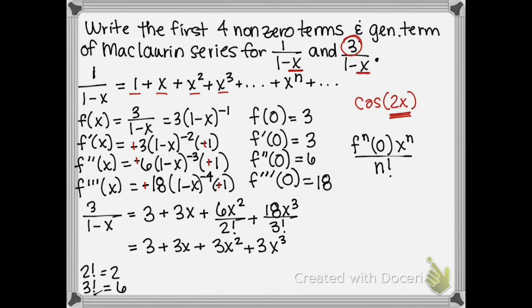So when we go down here to write our general term, we're just going to take that general term and multiply it by 3. We're not changing the input to 3x. Instead, we're just multiplying the general term by 3.